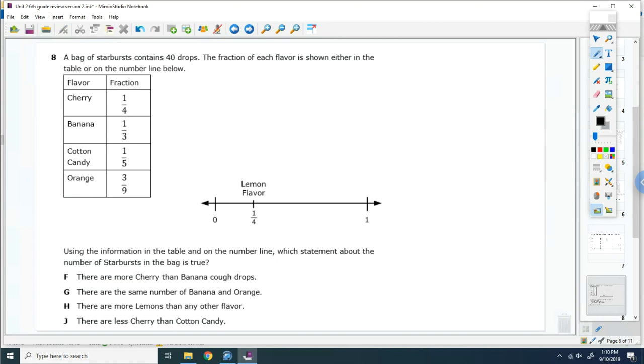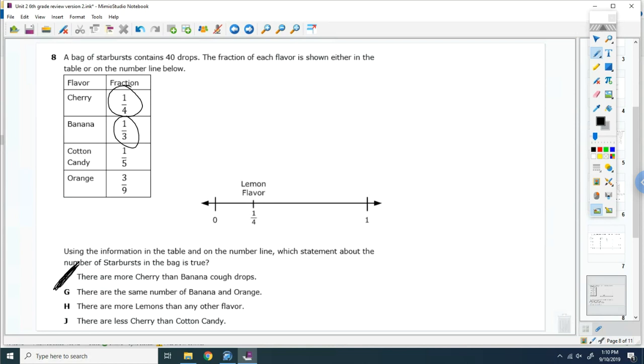A bag of Starburst contains 40 drops. The fraction of each flavor is shown either in the table or on the number line. So using the information on the table and the number line, which statement about the number of Starbursts in the bag is true? F. They're more cherry than banana. That's actually false because 1/4 is smaller than 1/3.